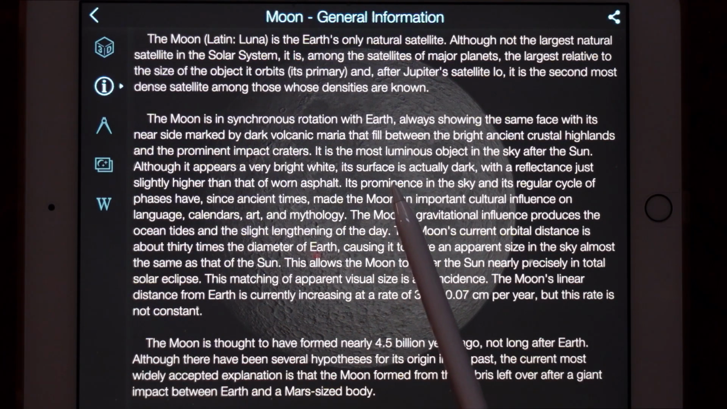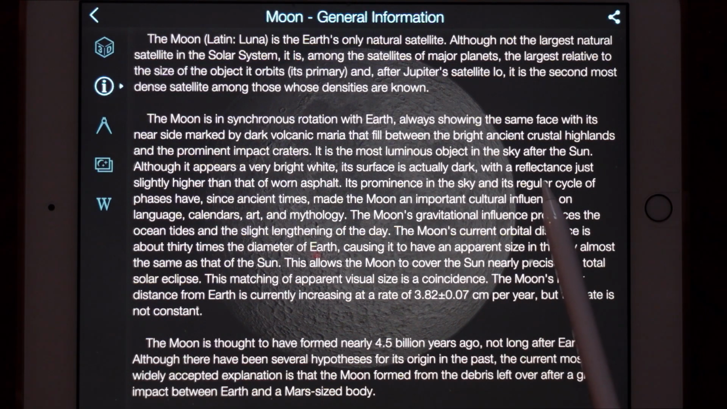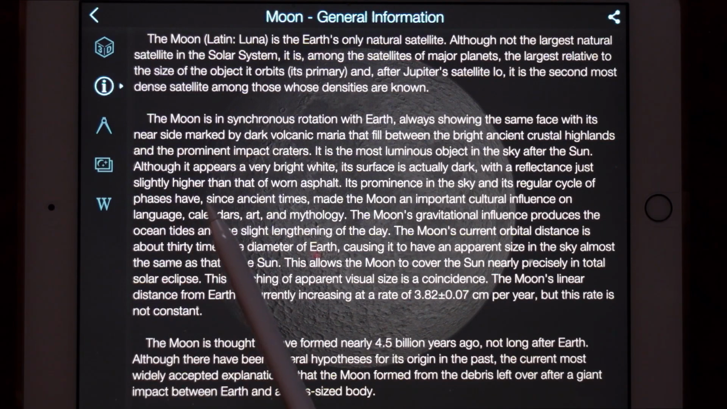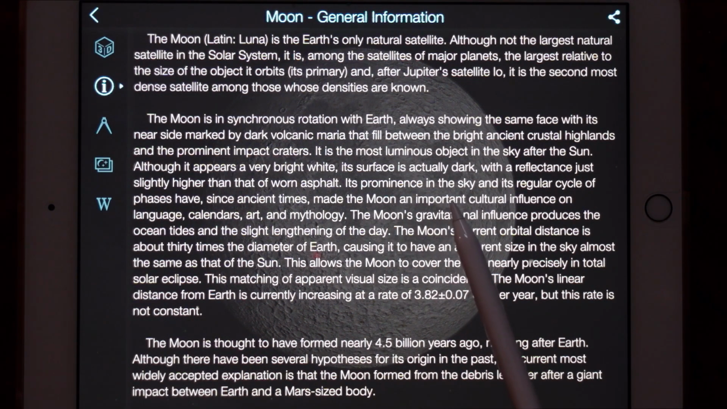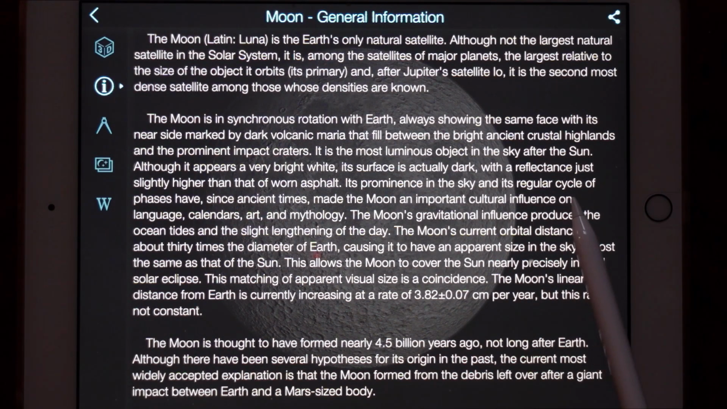It is the most luminous object in the sky after the sun. Although it appears a very bright white, its surface is actually dark, with a reflectance just slightly higher than that of worn asphalt. Its prominence in the sky and its regular cycle of phases have, since ancient times, made the moon an important cultural influence on language, calendars, art and mythology.